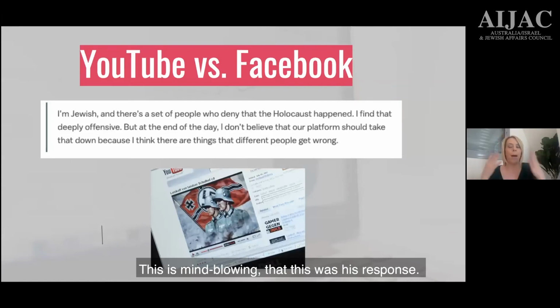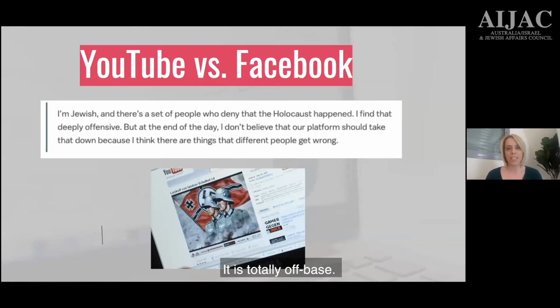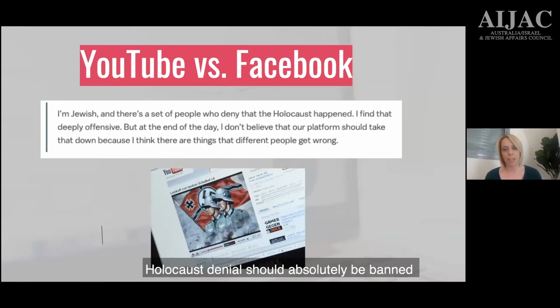This is mind-blowing that this was his response. It's totally off base. Holocaust denial should absolutely be banned by Facebook and by all social media. And it's not even an issue of free speech. It's an issue of incitement and purposeful misinformation. And if Facebook is trying to take an active role in preventing fake news and misinformation, as they claim that they are, especially now with the new Facebook Oversight Board, they really need to reassess their approach to this, because it's a huge problem and we see how it manifests in real life, unfortunately.